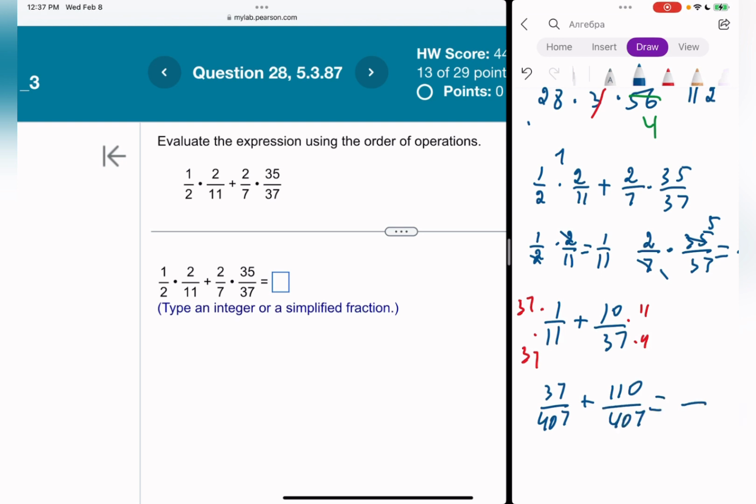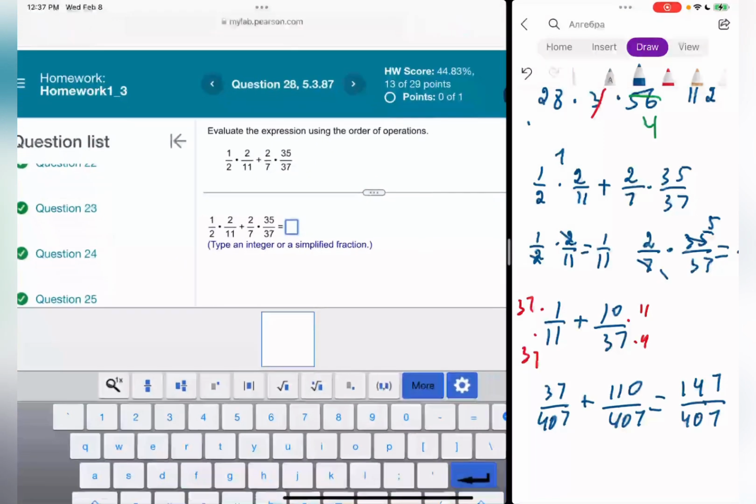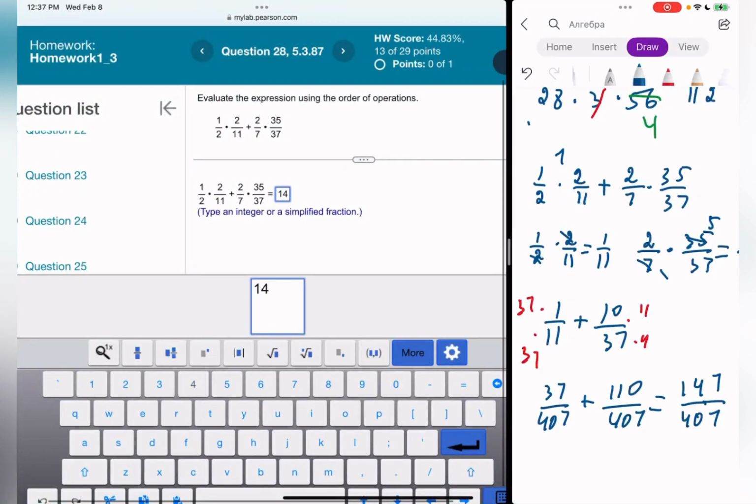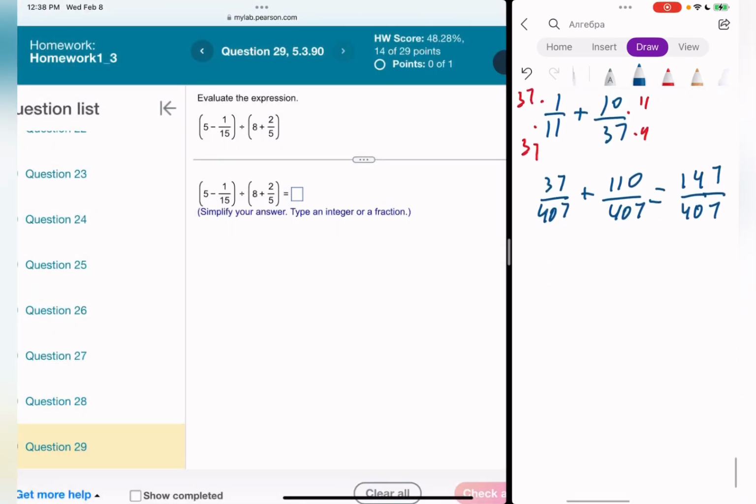And 407, here we get 147 over 407. Can we divide by 3? No. Can we divide by 7? No. So 147 over 407. Okay, excellent. And the last question, and we are done.